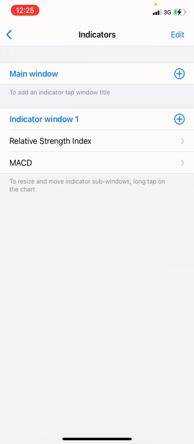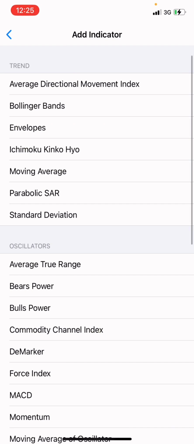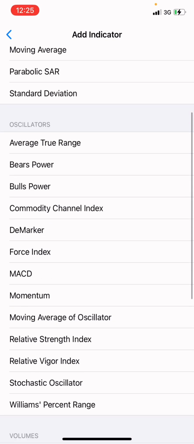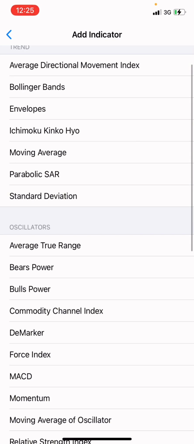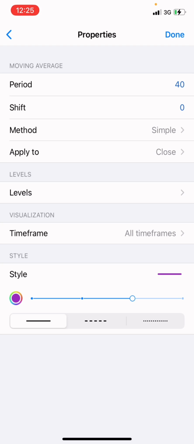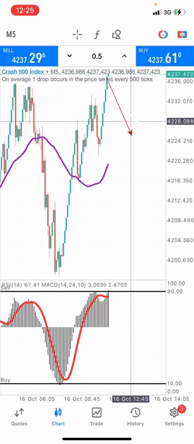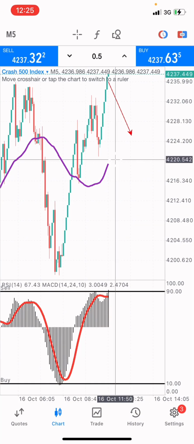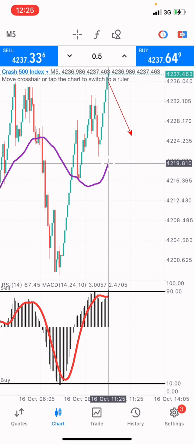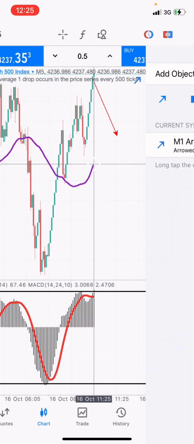If we put on the moving average on the main window, the moving average right here on period 40, shift 0, method exponential, apply to close, style on 3 pixels with the color purple, then you click on done. Take a look. The moving average right here is showing that it's going towards this direction right here.